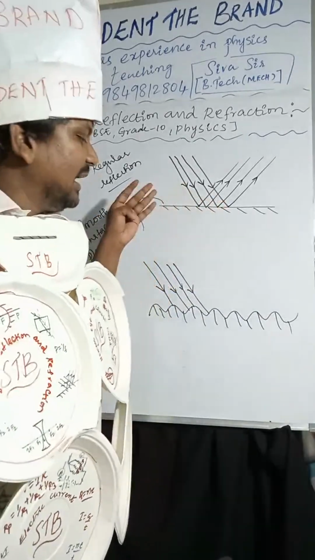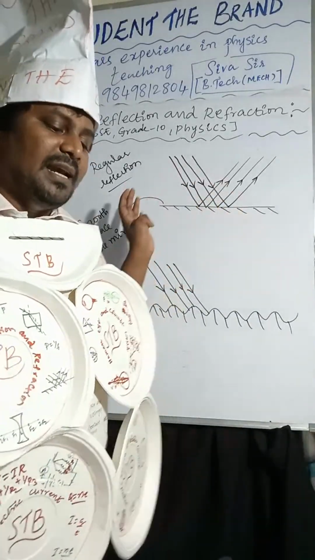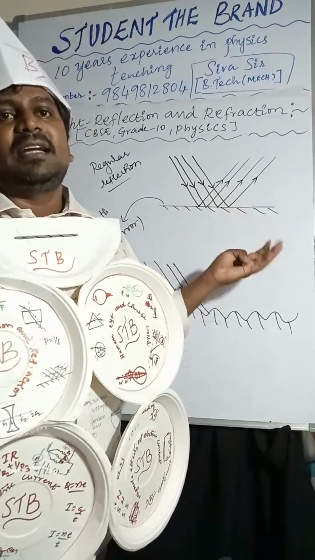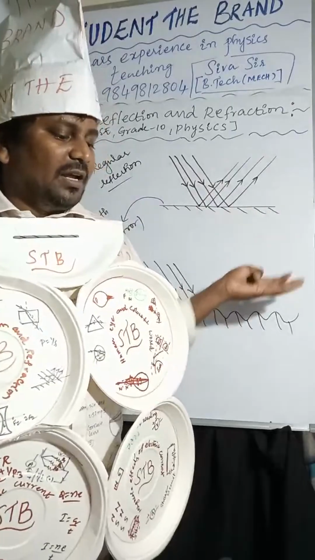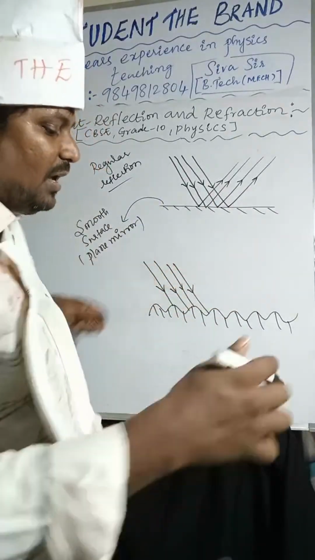So reflected light rays are not parallel to each other. Incident light rays are parallel, but reflected light rays are not parallel to each other. So this type of reflection is called irregular reflection.